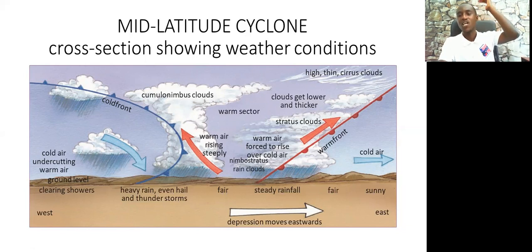Those are cirrus clouds. They are normally on top. You normally see them far away. Then it also forms stratus clouds. This also brings nimbostratus, which brings light or steady rainfall. Okay, so remember, it's moving. Your mid-latitude cyclones move from west to east. You must understand that they move from west to east.